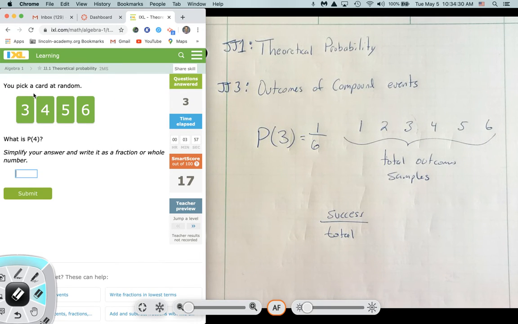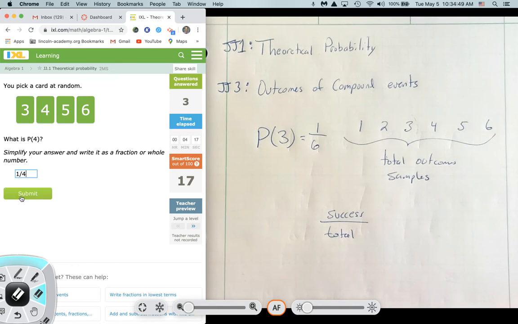Here, again, you pick a card at random. So again, we're not going to know which card they are. We're going to cover them up and turn them over. And we want to know what the probability of getting a 4 is. Again, there are 4 total outcomes, and of those 4, 1 is a success. So 1 out of 4.